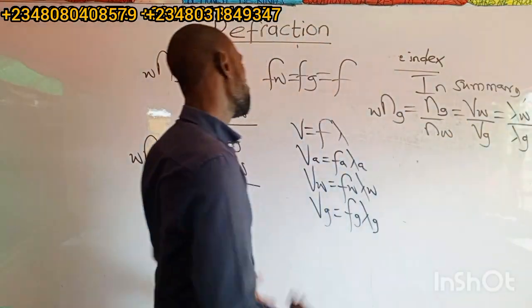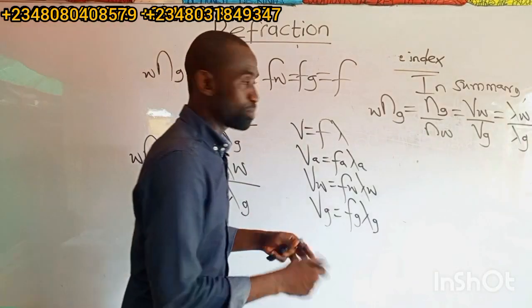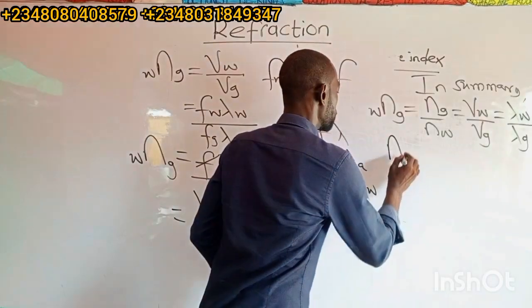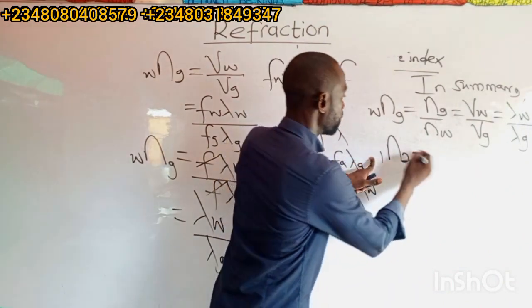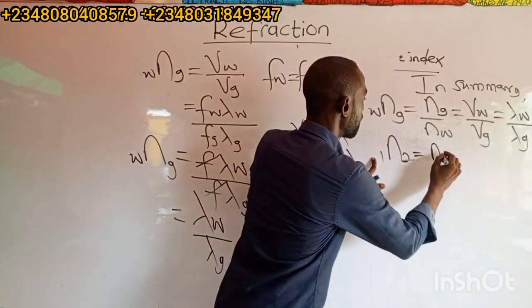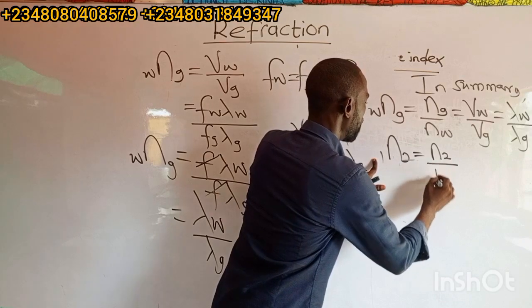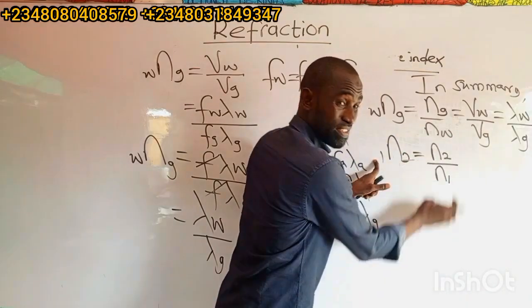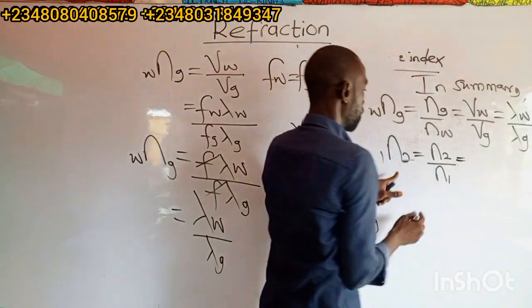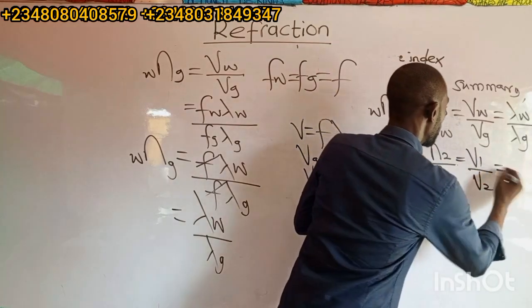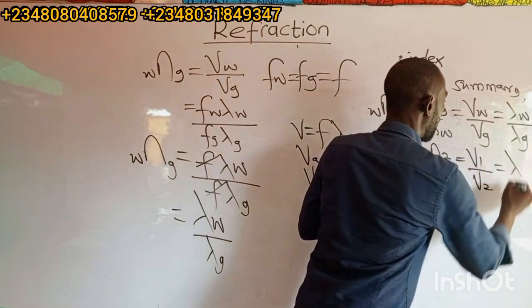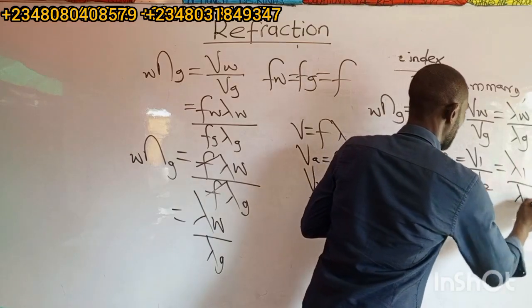If I'm given medium 1 and medium 2, it's very simple. Suppose we have medium 2 to 1. This will be the refractive index of 2 all over the refractive index of 1, the absolute refractive indices. It will be equal to v1 all over v2, which will be equal to lambda 1 all over lambda 2.